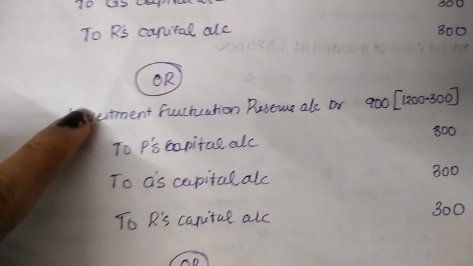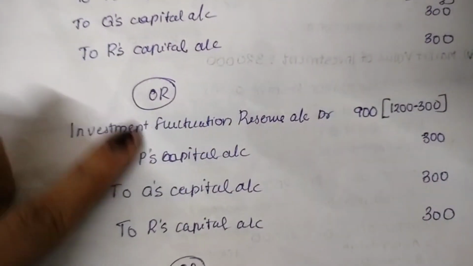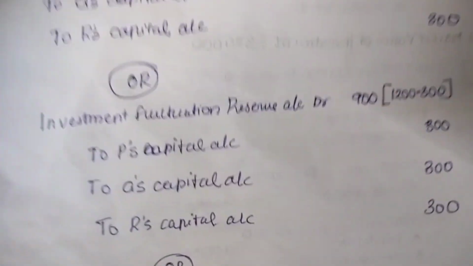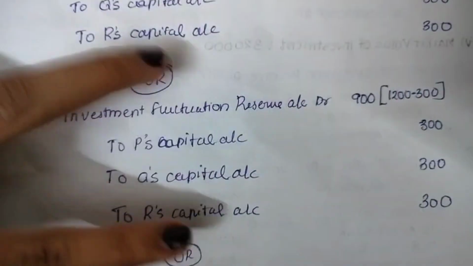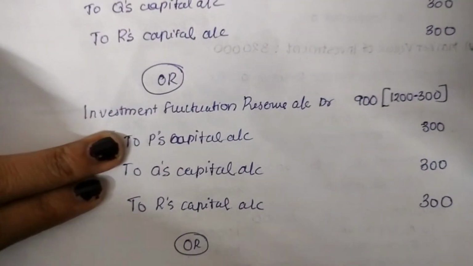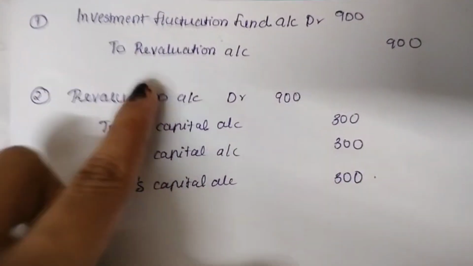That is, investment fluctuation reserve account debit to revaluation, and revaluation account debit to P's, Q's and R's capital. That's what I have written. I just split this entry. Here I clubbed those two entries, or you can also write this as one entry in order to make it simple. In our illustration number 18, they have shown this entry.